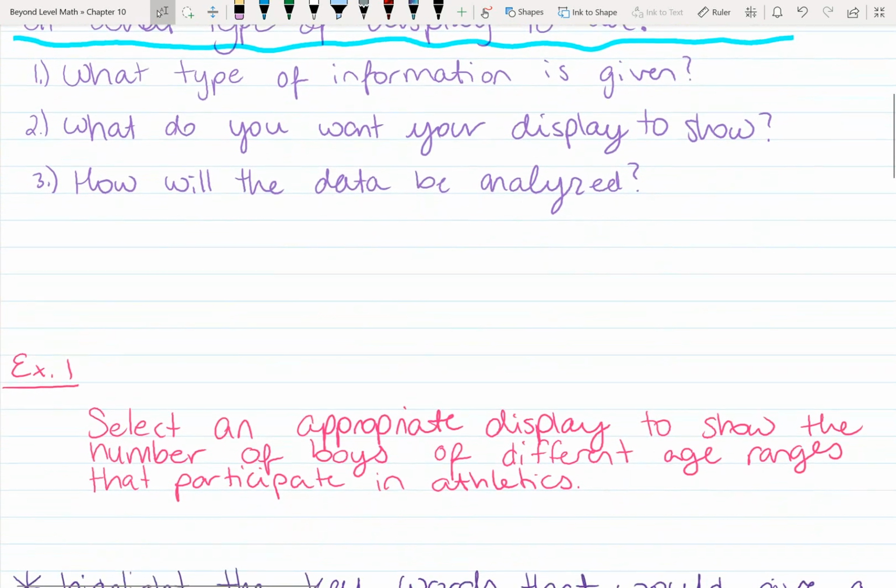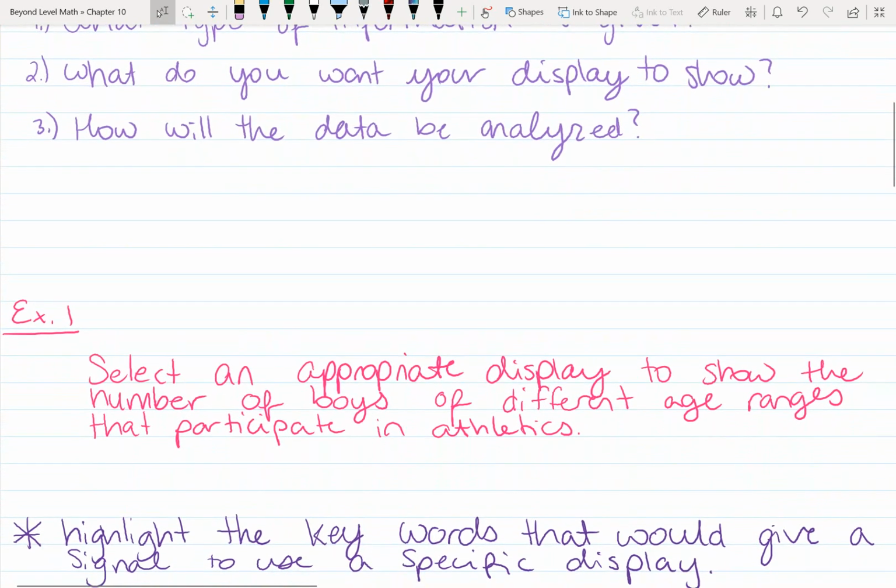Alrighty, so example 1. Select an appropriate display to show the number of boys of different age ranges to participate in athletics.